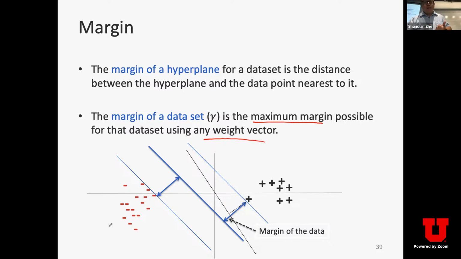If you look at this data set again, with positive and negative examples, we know that there can be infinitely many different hyperplanes that can well separate positive and negative examples. Each hyperplane might have a different margin, and I'm interested in looking at which hyperplane has the largest margin. It turns out to be this blue line, and this largest margin, we take it as the margin of the data set.